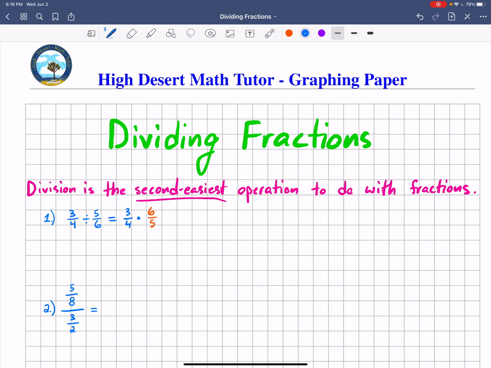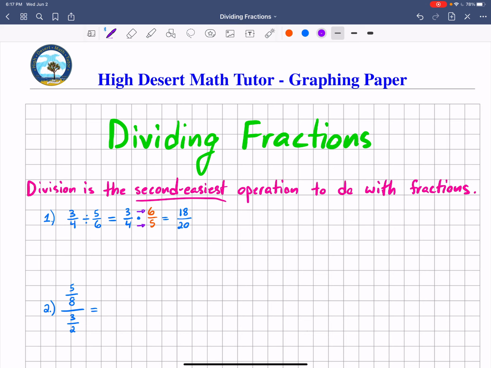Now, all we do is multiply. And remember, when you're multiplying fractions, you multiply straight across. So what we have here is 3 times 6 is 18, and 4 times 5 is 20. Now, this could be your final answer, even though this fraction is not in simplest form. And this video is not about simplifying fractions, so I'm not going to really focus on all the details here, but just for the sake of it, I'll show you quickly how you can simplify this fraction.